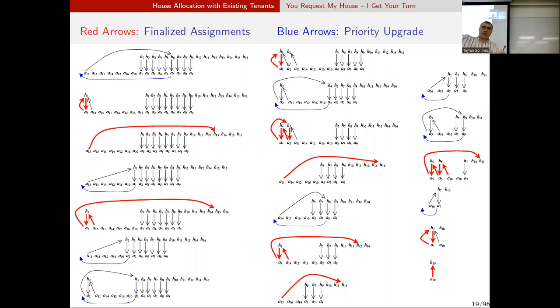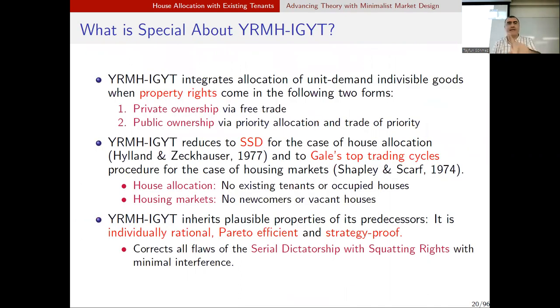There are two types of property rights in this setting. There's only one type of property right in Gale's setting, but the mathematical idea is similar. Some of these slides are about that. So indeed, "you request my house, I get your turn" is the first one I came up with. But it was almost immediate to realize that this is literally the same as Gale's mechanism with this interpretation of property rights. And then I can prove it so easily. I don't need to worry too much about the new mechanics. That's why it's in the main body of the paper.